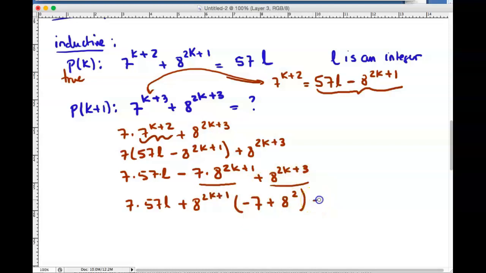We're going to do this. So we get 7 times 57L, and then 8^(2k+1) times, and this is 64 minus 7, which is 57. Excellent, good. You see there's 57 in both. I'm going to factor it out. And I get 57 times (7L plus 8^(2k+1)).